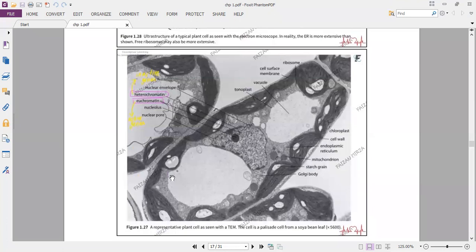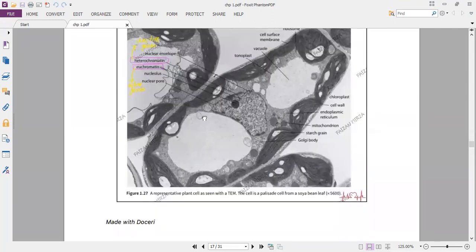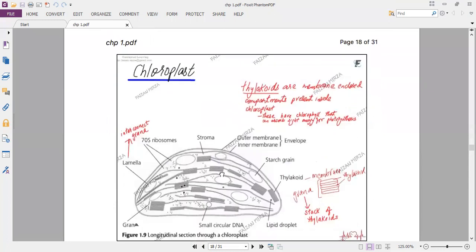This diagram here refers to the same thing. This is an actual electron micrograph. You can see here, you can label these structures and go for the label. The heterochromatin and euchromatin is explained here again, which I've referred to earlier.